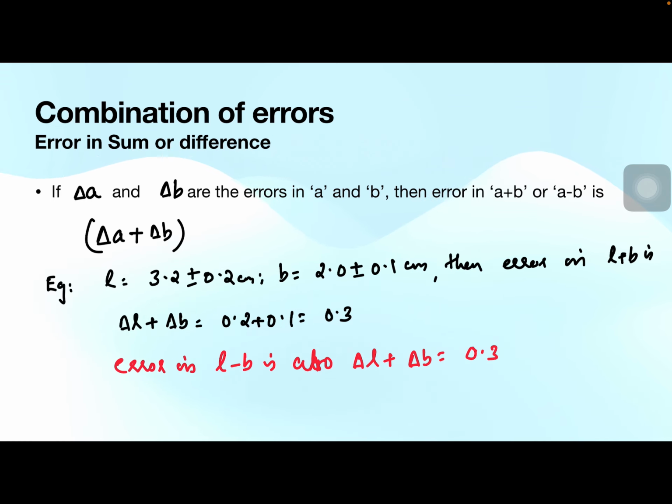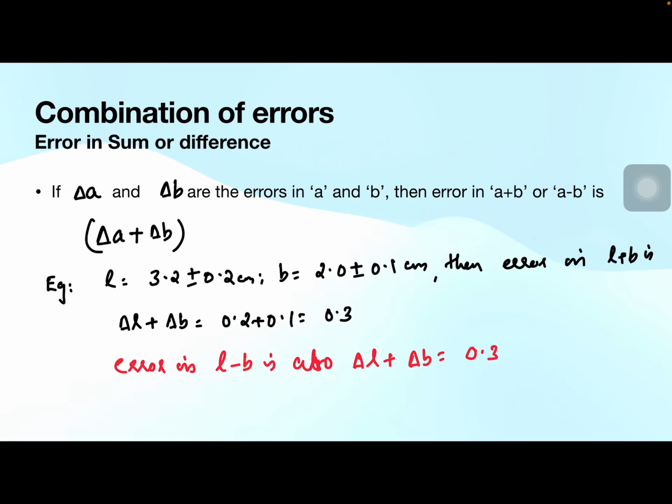In the first case, you can check how you can find the error in the sum or difference of readings. If delta A and delta B are errors in A and B, we are making some measurement. So you get A plus or minus delta A and B plus or minus delta B. The first measurement is A plus or minus delta A, where A is the main value and delta A will be its error. In the second case, B plus or minus delta B, where delta B is the error in the measurement of B.